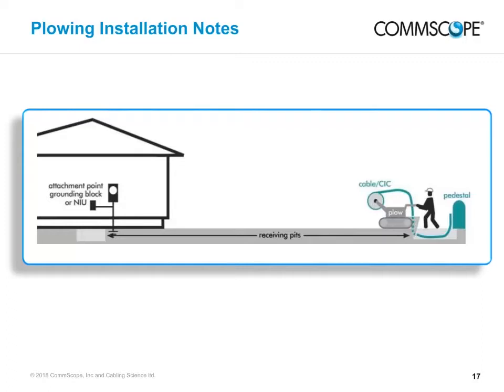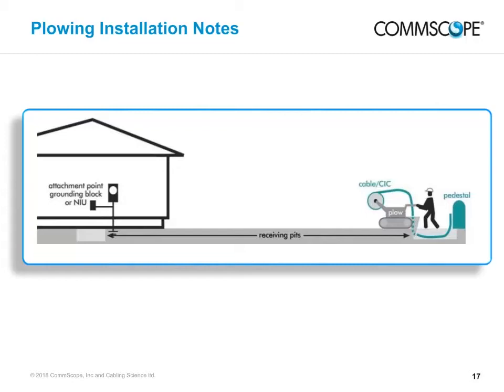When plowing, select a plow chute with a bend radius no smaller and preferably larger than the minimum bend radius of the cable or CIC you are installing. The chute width should be at least 1/2 inch or 1.25 centimeters larger in diameter than the cable or CIC. At the pedestal, dig a trench deep enough and at least twice the length of the plow blade or chute for the plow blade to enter it comfortably. A similar trench should be dug near the attachment point at the residence.